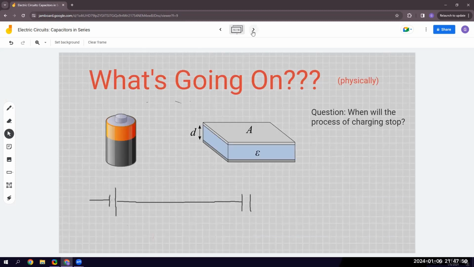All right, let's take a look at what is going on physically. On the level of an electron, what is happening so that these neutral plates end up being positively charged for one plate and negatively charged on the other plate, and thus storing electric potential energy?